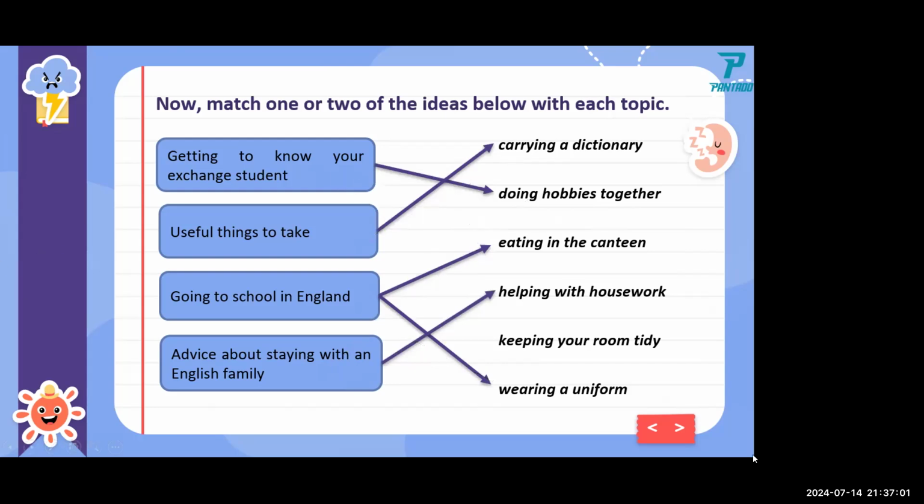Getting to know your exchange students: doing hobbies together. Useful things to take: carrying a dictionary. Going to school in England: it could be eating in the canteen or wearing a uniform, because you're talking about school. Advice about staying with an English family: helping with housework, because you are talking about staying with a family.